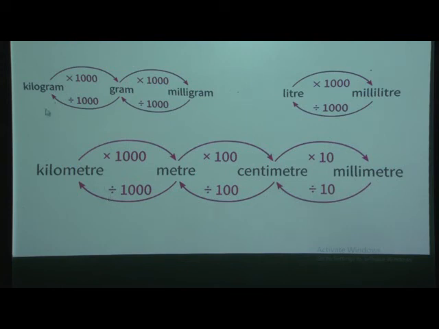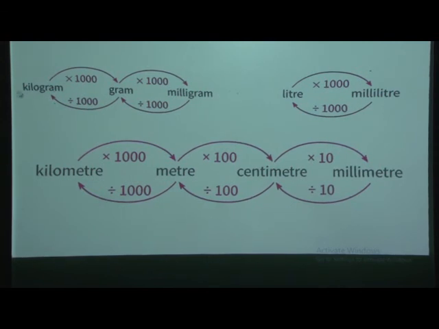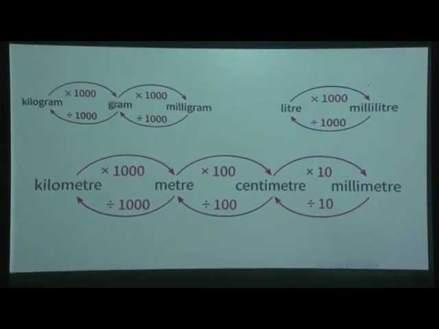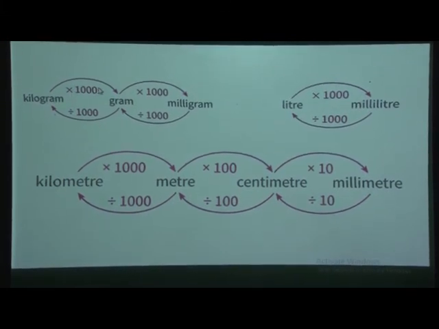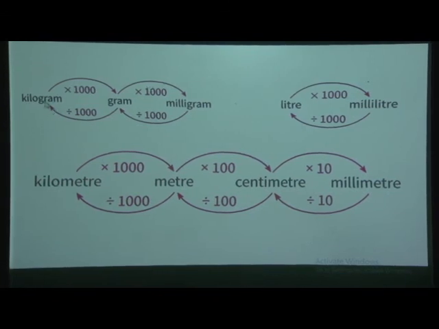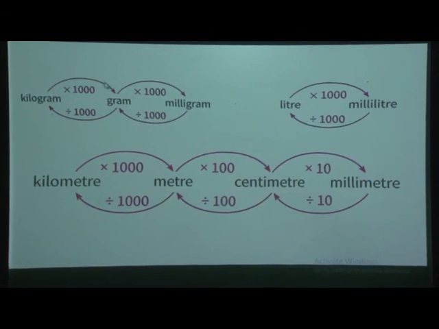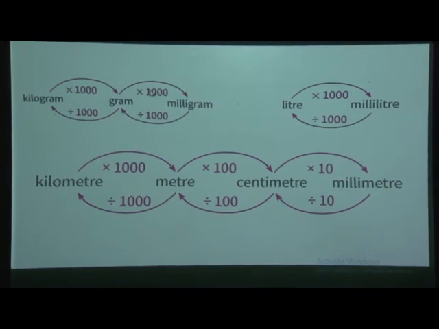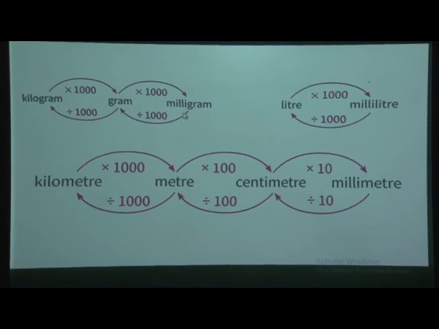We will learn here, it is given as kilogram, gram, milligram. Kilogram is the highest unit. Suppose we have to convert it into milligram. When we have to convert kilogram into milligram, we have to multiply by 1000. So when a higher unit has to be converted into a smaller unit, we have to go for multiplication. Kilogram to gram, we multiply by 1000. From gram to milligram we multiply by 1000. If we want to convert milligram into kilogram, then we have to divide by 1000.